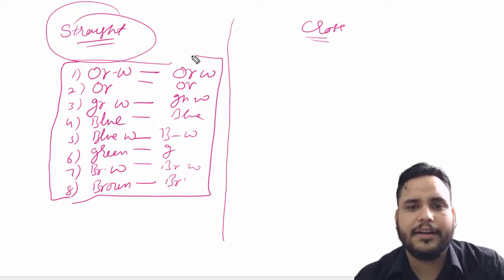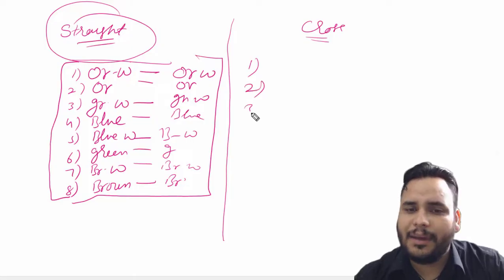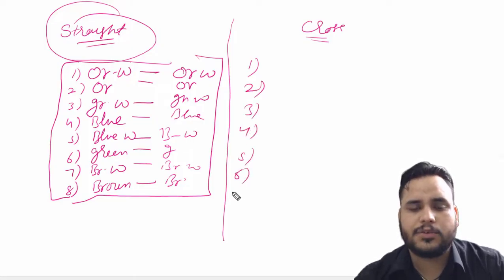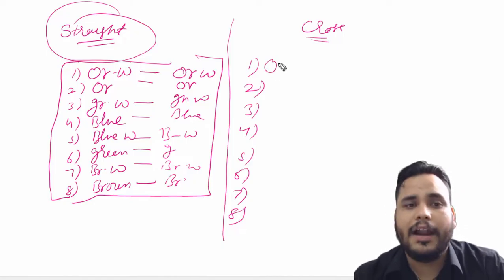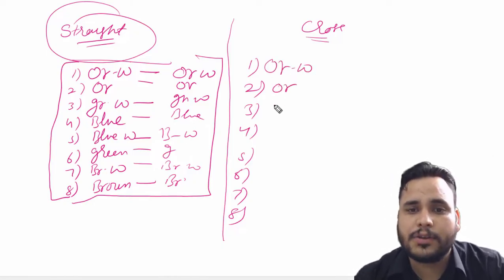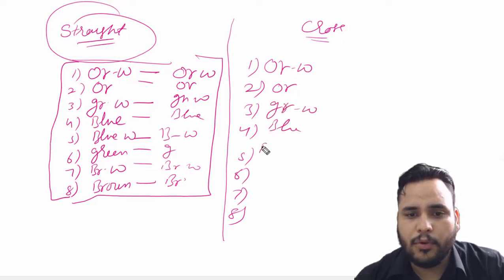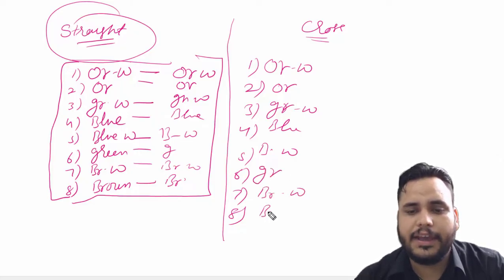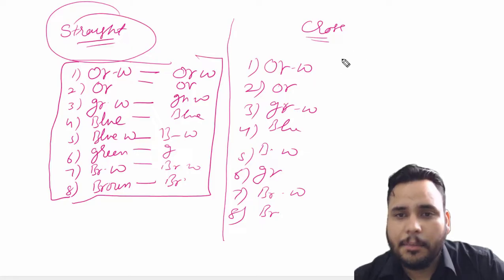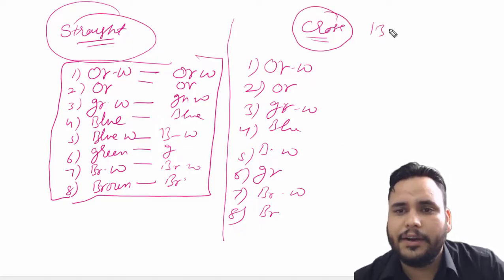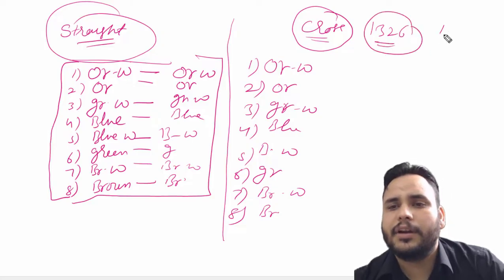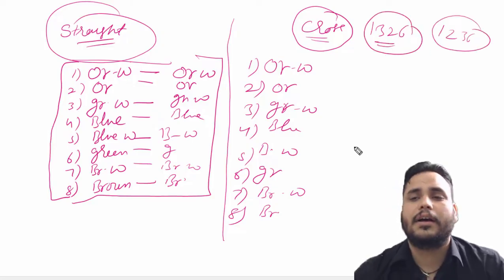Now on the other hand, we have the cross cable. The cable is the same. Many students ask, sir, is the cable different or the same? The cable is the same, and one end is also the same: orange white, orange, green white, blue, blue white, green, brown white, brown. As we can see, we have just made this end straight. But in a cross cable, we have one basic formula like 1326. Some people use 1236 also. It is based on the company.